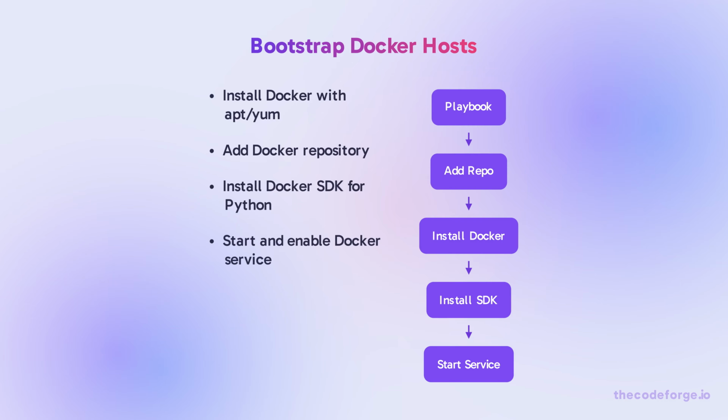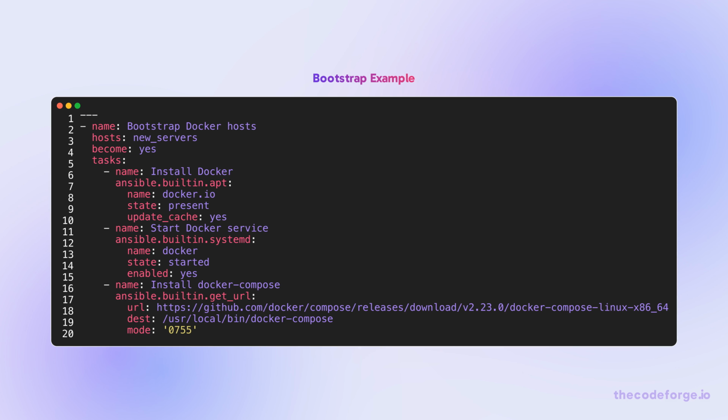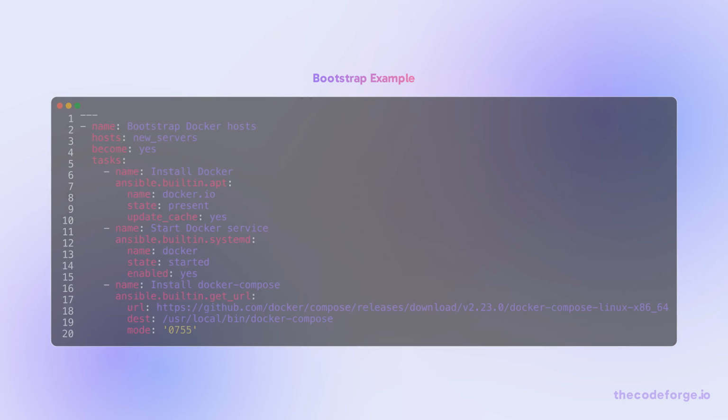To manage Docker, you first need Docker installed. Use Ansible to bootstrap hosts. Add the Docker repository, install packages, and install the Python software development kit. This bootstraps a Docker host on Ubuntu. For production, use the official Docker repository and install the Docker Compose plugin instead of standalone Docker Compose.